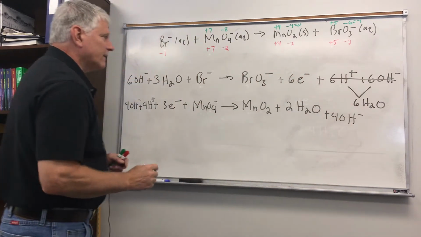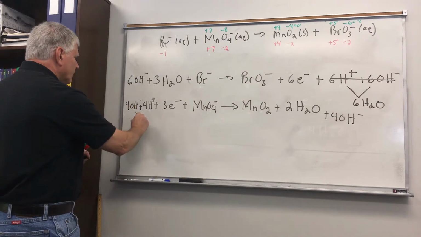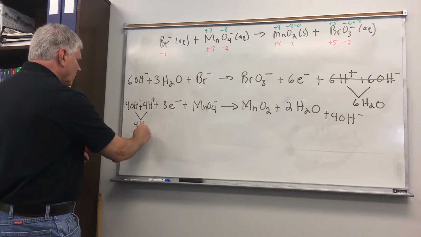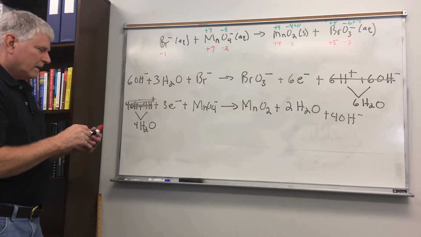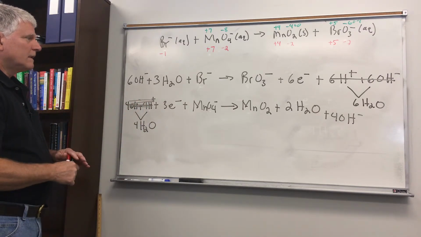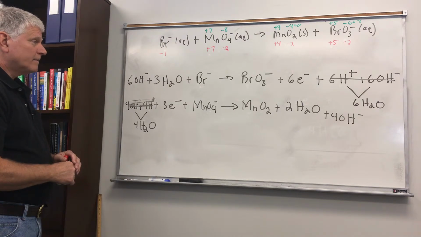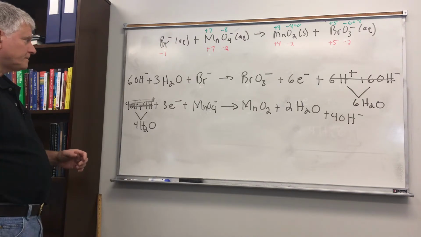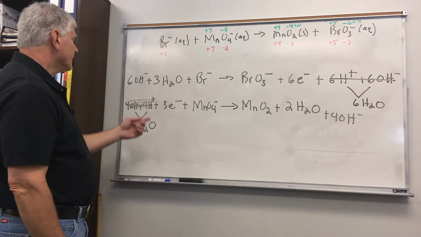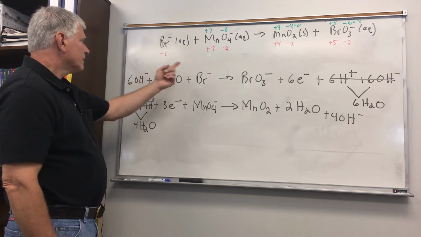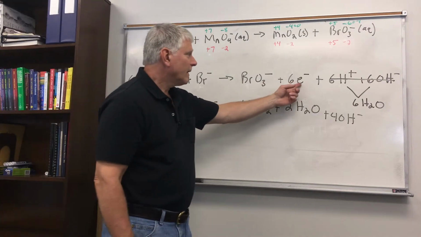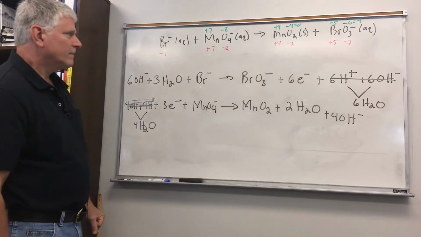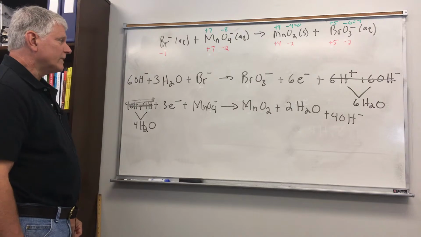So don't forget to add them to both sides. So this will react to give 4 waters. Okay, now everything should be balanced. I'll double check. First, the charge. I have 6 plus 1, 7 minus. So I have 6 minus, 7 minus. Good, so I have 7 minuses on both sides.